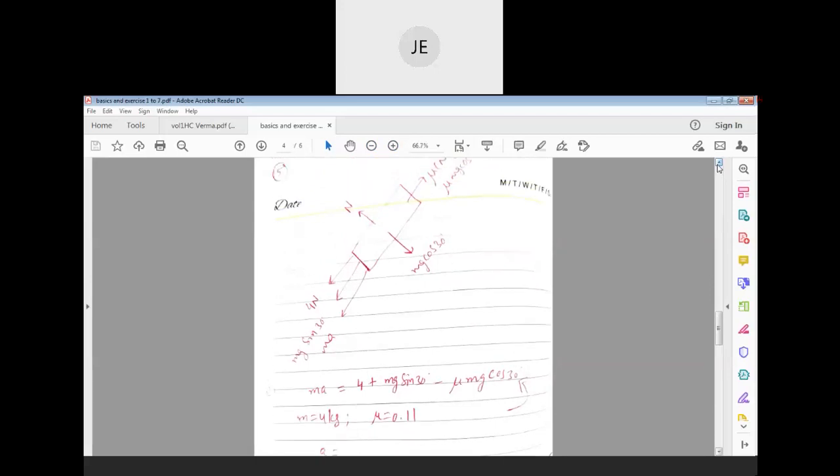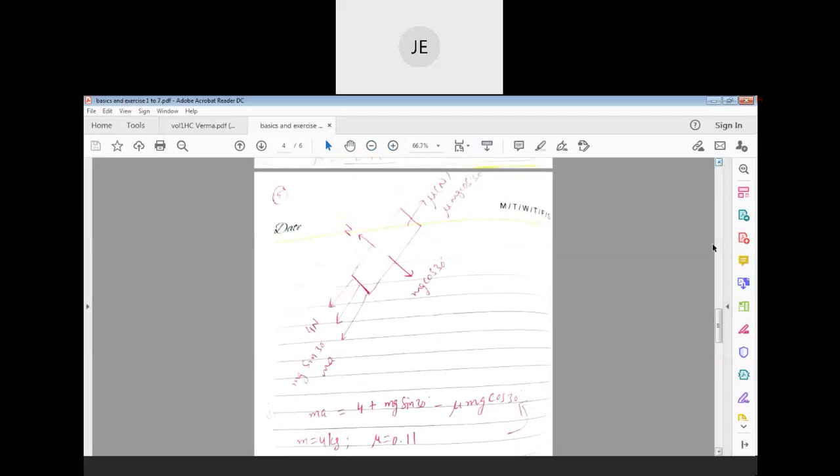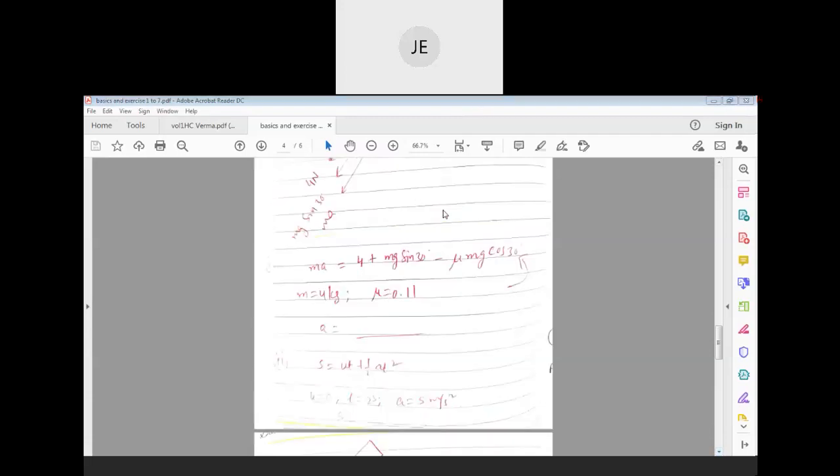Free body diagram is much better. For all the answers, free body diagram is compulsory. You will get the acceleration as 5 meter per second square. Once you get the acceleration, t is equal to 2 seconds they have told, u is equal to 0, a is equal to 5, substitute it and get the s value. S value you will get as 10 meter.